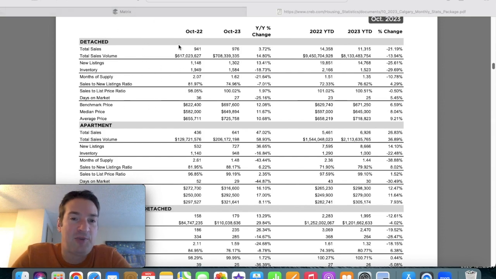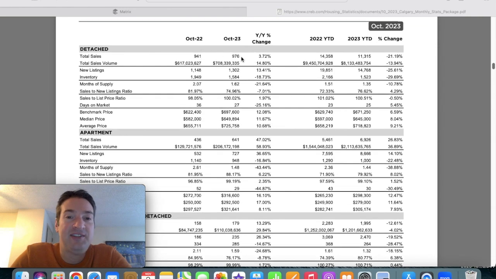So for detached properties, I would say under 700,000 in that price range, the market is very tight. If you're a buyer, you might have to compete against other buyers, but over 1 million, the market's much different. There's about 3 to 4 months of supply over 1 million, and it's a much more balanced market. And so for total sales, 976, that number is up 3.72% year over year. New listings are up 13% to 1,302, but inventory is down 18%. Current inventory is at 1,584.